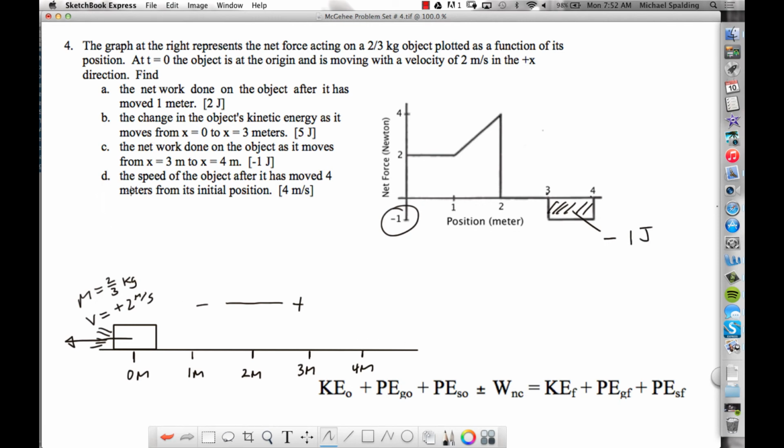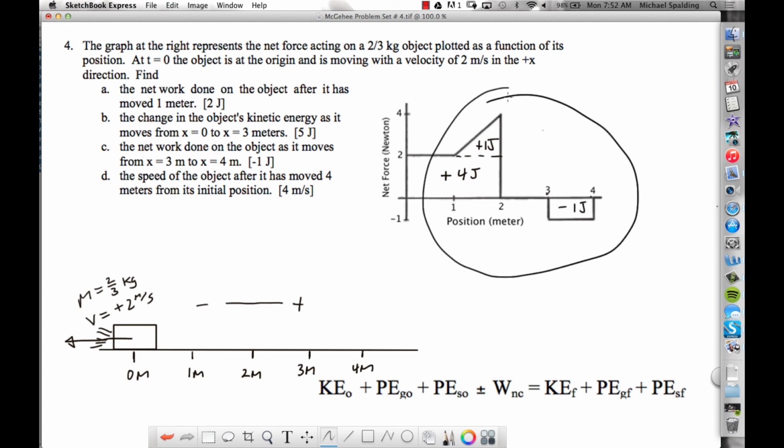All right, part D, the trickiest part. We're looking for the speed of the object after it's moved 4 meters from the initial position. First thing you got to calculate is the total work done. So this rectangle was positive 4 joules. This triangle was positive 1. And then this is negative 1. So everything said and done, what was the total work from 0 meters to 4 meters? The work net for the whole graph is what?